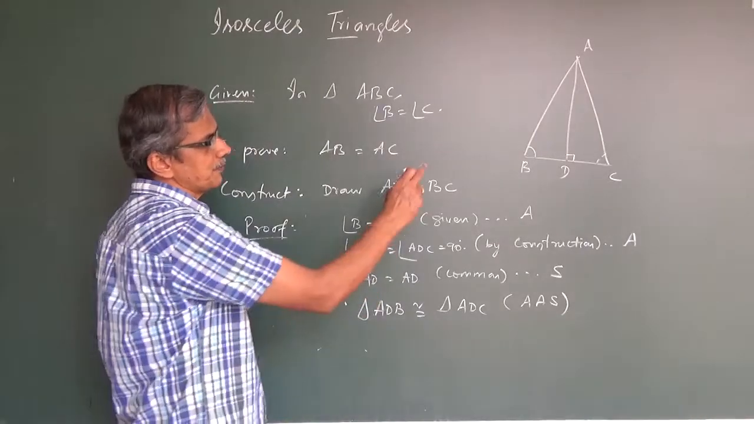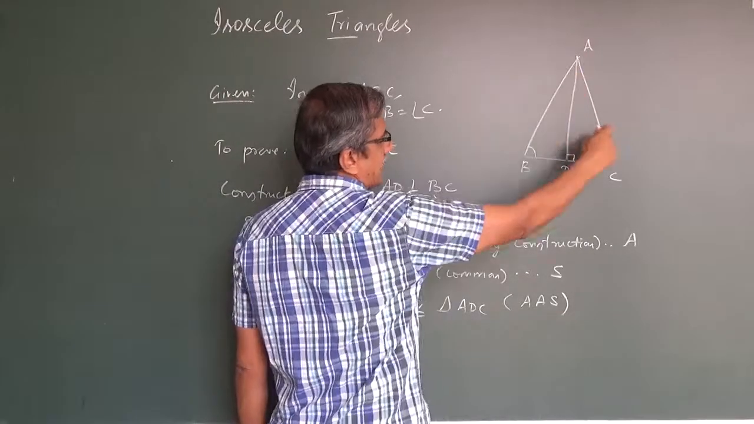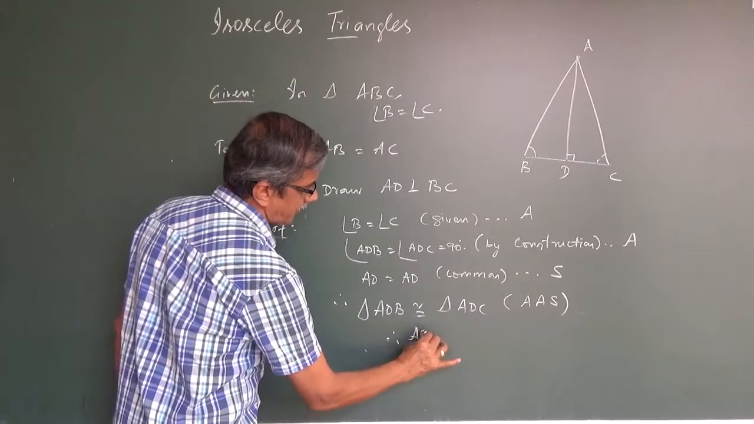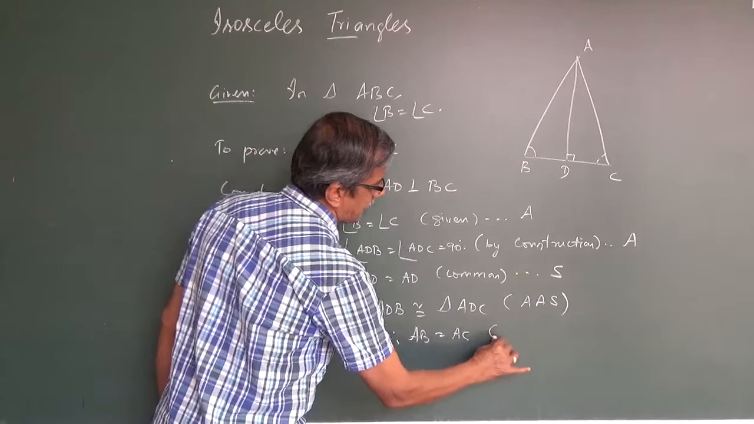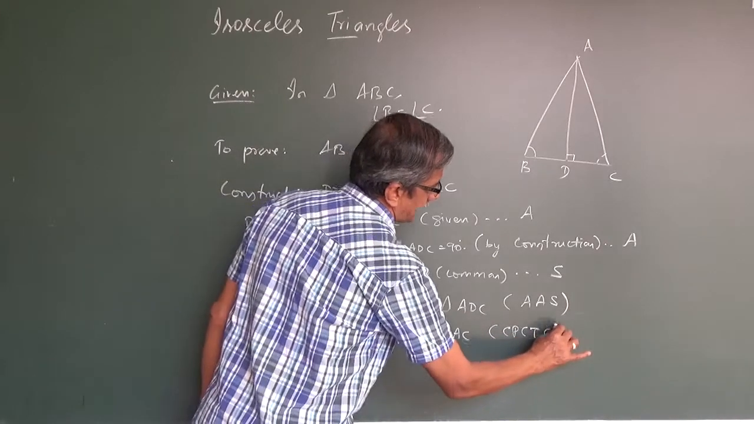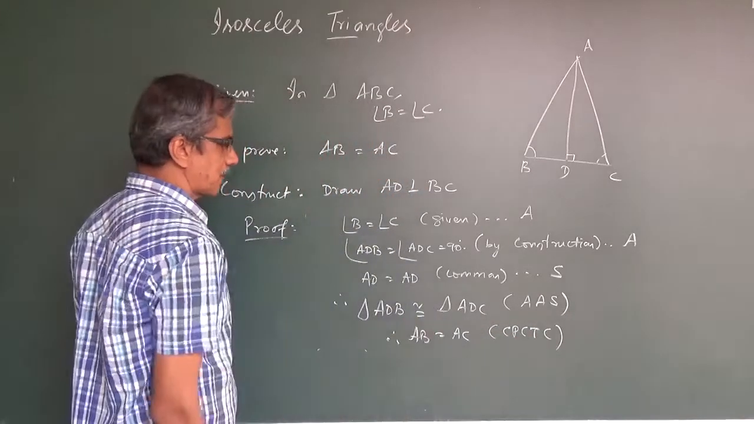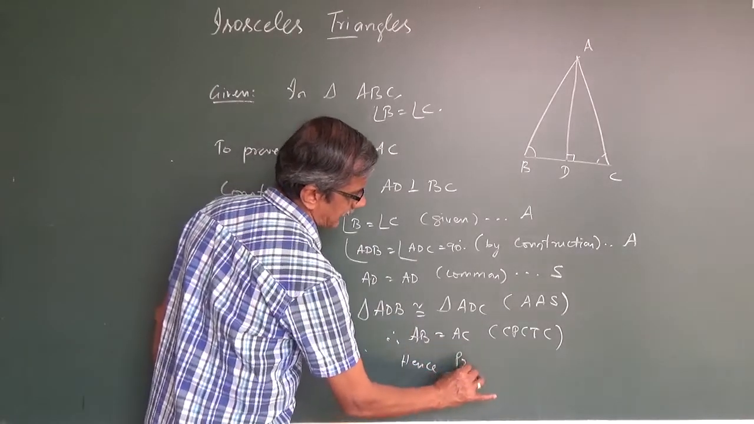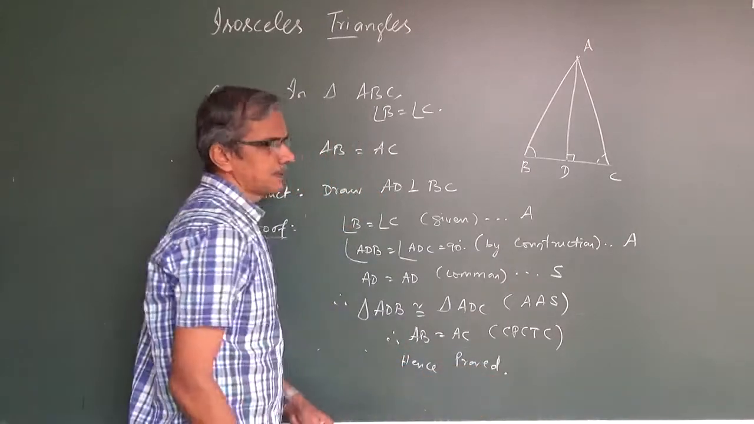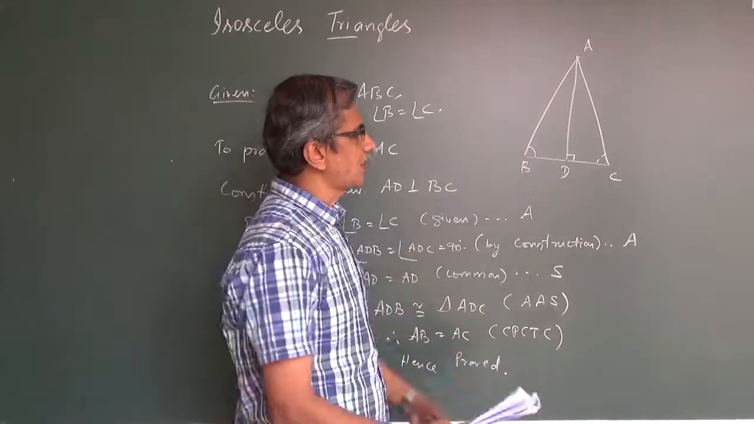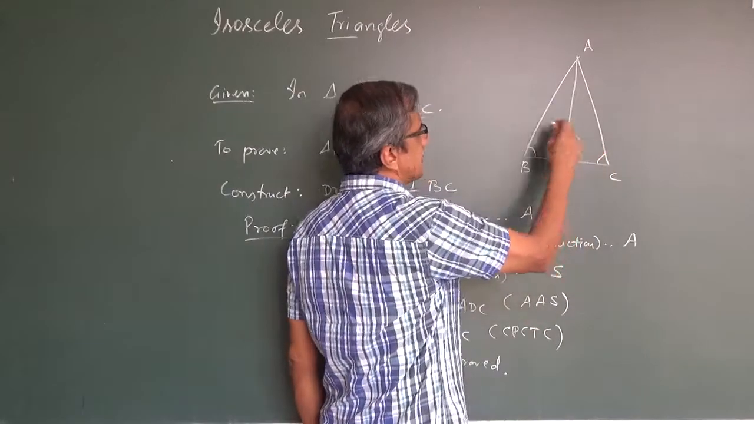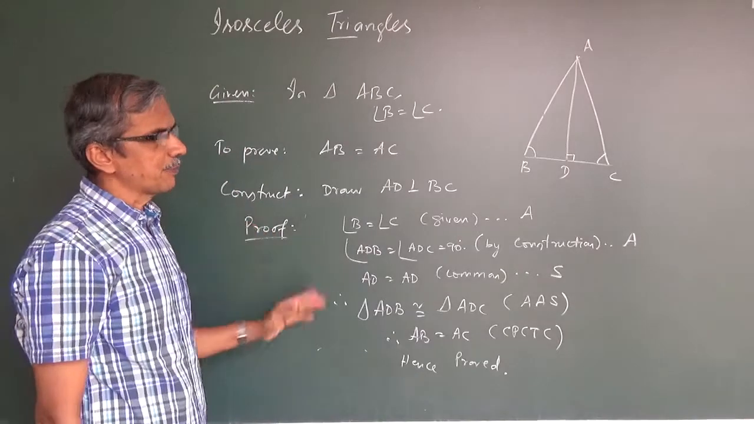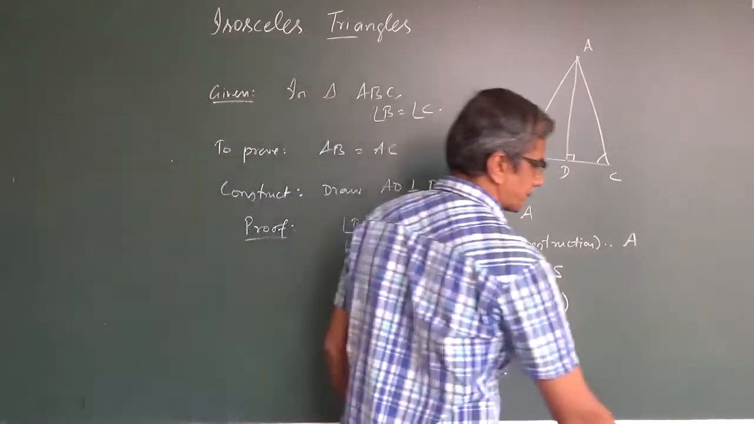And if the two triangles are congruent, the corresponding parts should be equal. Therefore, AB is equal to AC by CPCTC: corresponding parts of congruent triangles are congruent. So we have proved that. Hence proved. If two angles are equal, the sides opposite to them are also equal. So AB is equal to AC, we have proved. I hope you understood.